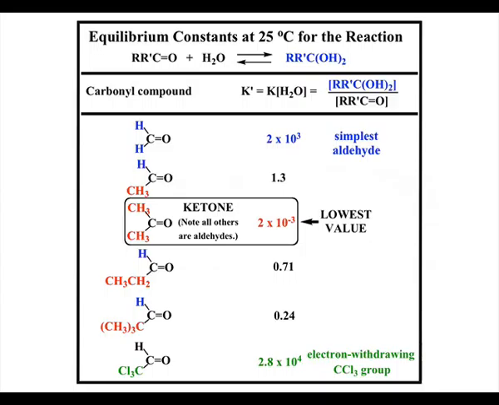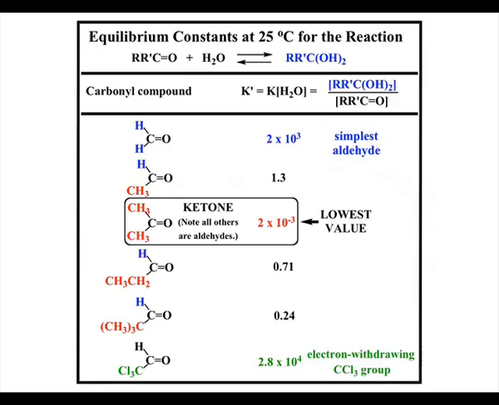But notice down there for trichloroacetaldehyde, notice where the equilibrium lies. To the right or to the left? Way to the right, way to the product side. So that tells us that if we have things that can withdraw electrons from the carbonyl, that's going to favor the product. Okay, so electron donating groups like we have in ketones will favor the starting material.